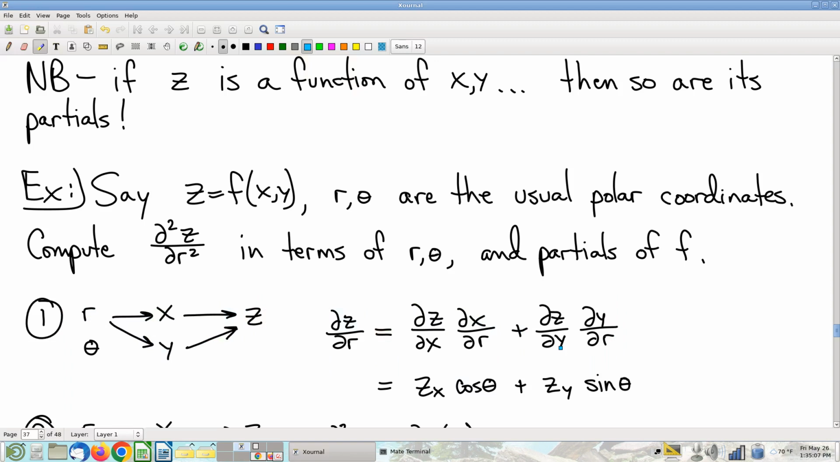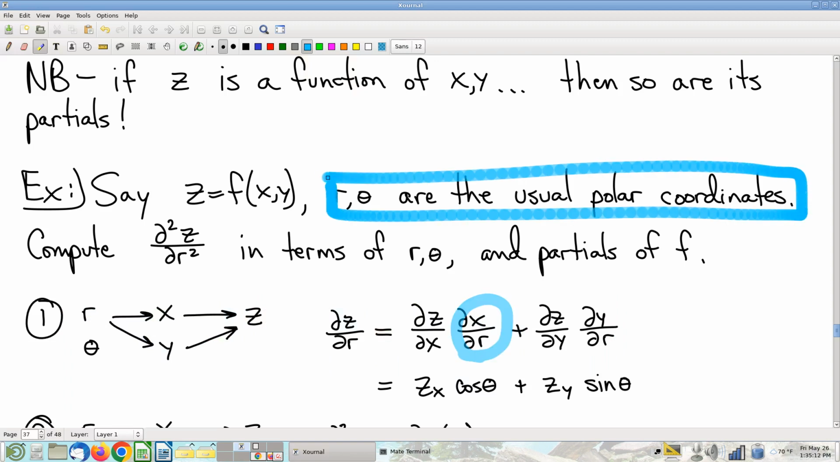Of course, the partial of x with respect to r. I know what x is. It's the polar coordinate formula, r cosine theta. So the partial of that with respect to r is just a partial derivative calculation, nothing to it. And likewise, the partial of y with respect to r, a straight up partial derivative, nothing to it. Okay, everybody's happy? Haven't really done anything substantial yet.